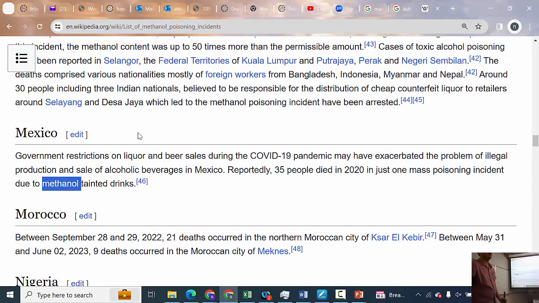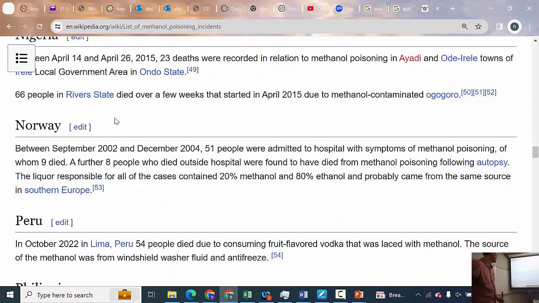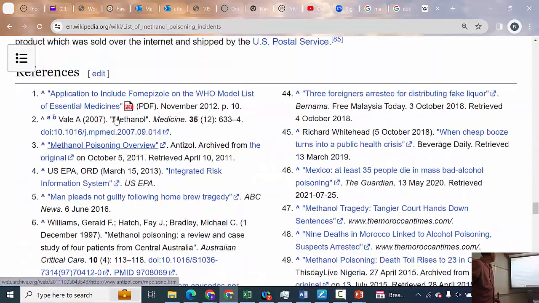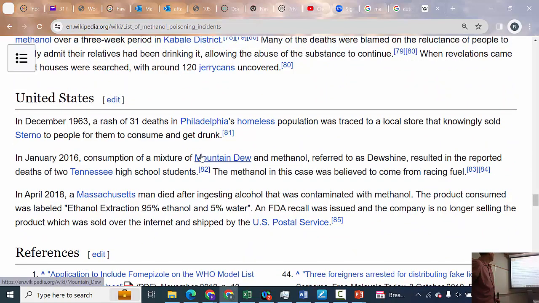They were using methanol in hand sanitizers, and people were trying to extract the methanol from hand sanitizers to drink it. But in the U.S., methanol is banned in hand sanitizer. You're only allowed to use ethanol in hand sanitizer to prevent people from trying to drink alcohol from the hand sanitizer. And in the U.S., it happened as well. All the way at the bottom. Yeah, there. 31 deaths in Philadelphia. That's 63. This is 2018, Massachusetts.